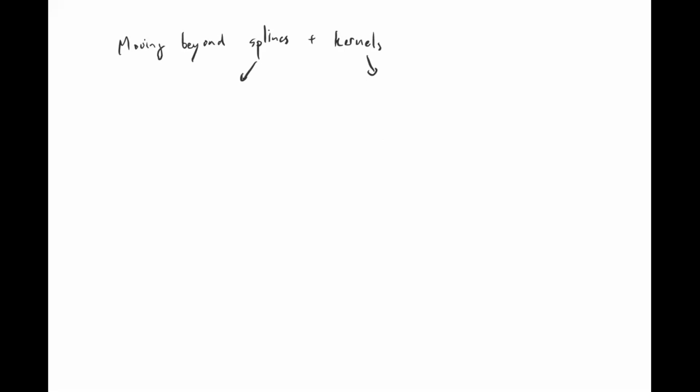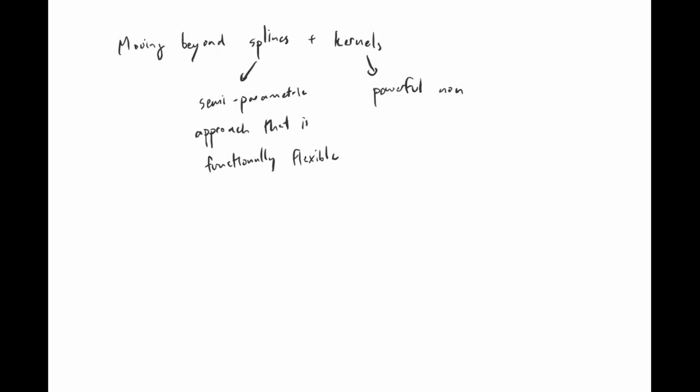So as a quick refresher, splines are a semi-parametric approach that is functionally flexible, and kernels are a good, powerful, non-parametric approach for finding decision boundaries.